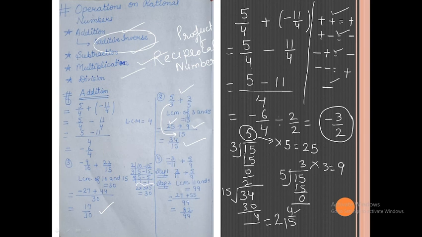Minus 3 by minus 11 plus 5 by 9. LCM of 11 and 9, 99. 11 divided by 99, we get 9. 9 multiplied by 3, 27. 9 divided by 99, we get 11. 11 multiplied by 5, 55. 27 plus 55, we get 82 divided by 99.